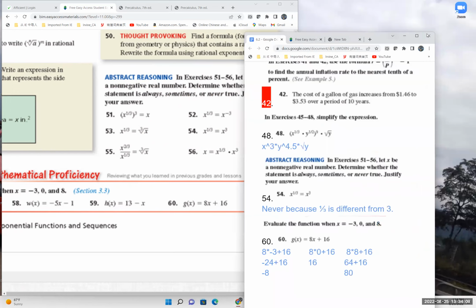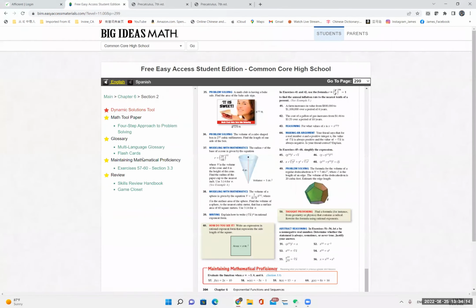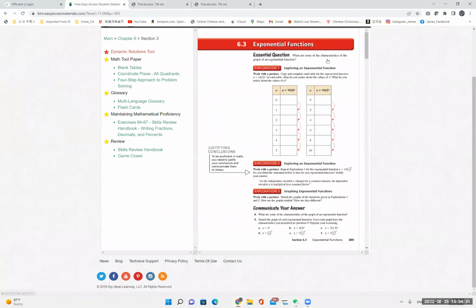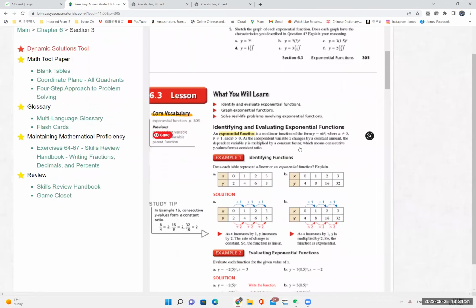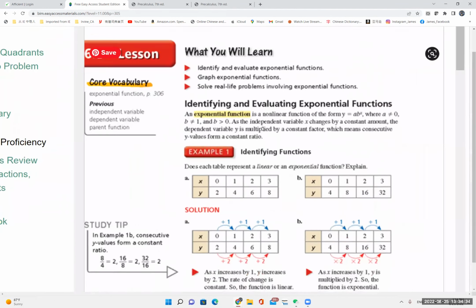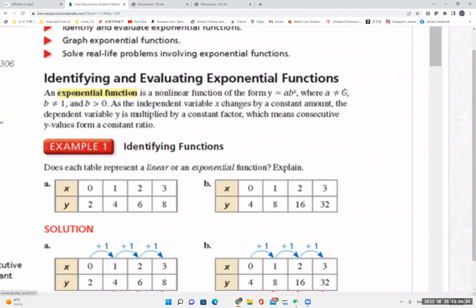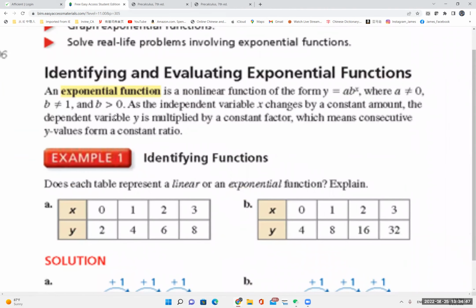Now let's go to the next section. Exponential function. Identify and evaluate exponential functions. So, could you read this sentence about an exponential function from here?